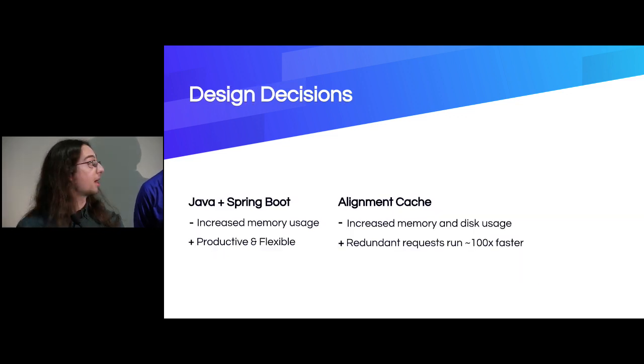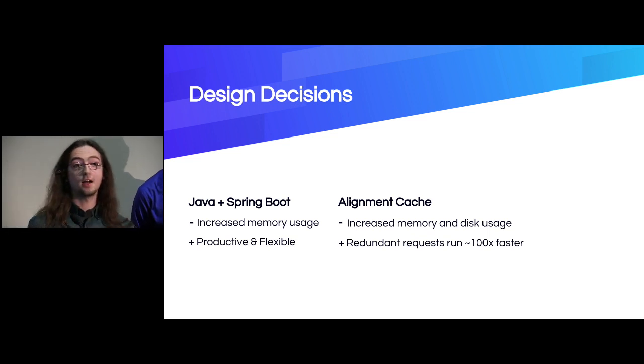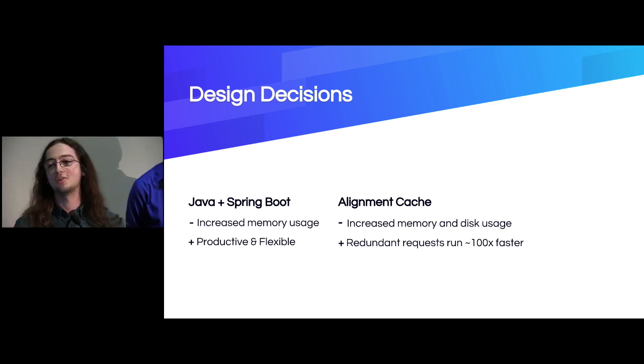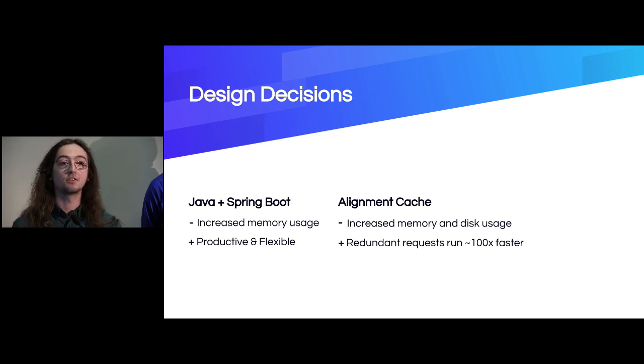So the next thing that we want to talk about are some design decisions that we made and some trade-offs that we had. One of the big trade-offs, and sort of a recurring theme, is we traded memory for other things. One of the big things that we did was we chose Java and Spring Boot as our backend. What this ended up having us do is use a lot of memory. This is a relatively memory-heavy server, but the reason we did that is it allowed us to be more productive.